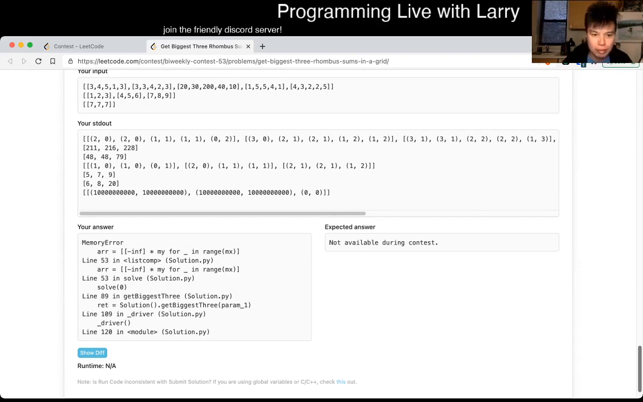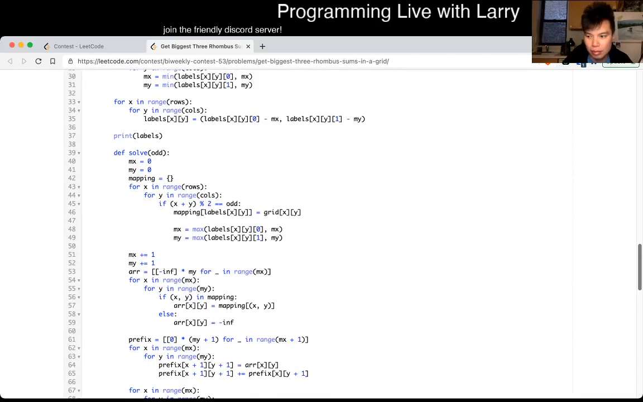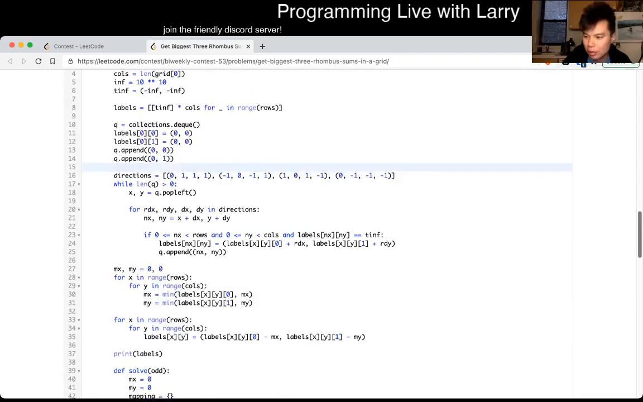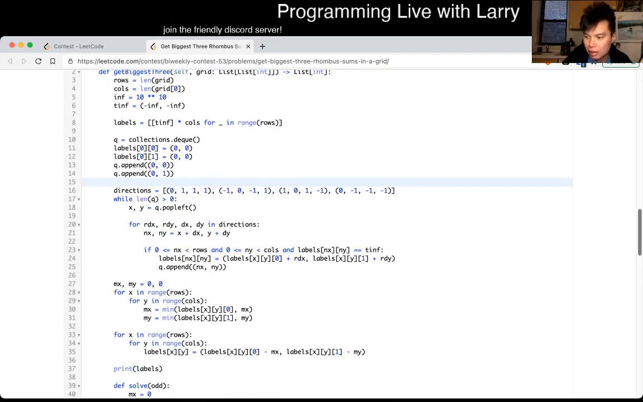Also, I just realized I'm really dumb. I could have just done it a box at a time with a for loop and not with a queue. But maybe it's too late to fix. Maybe not.